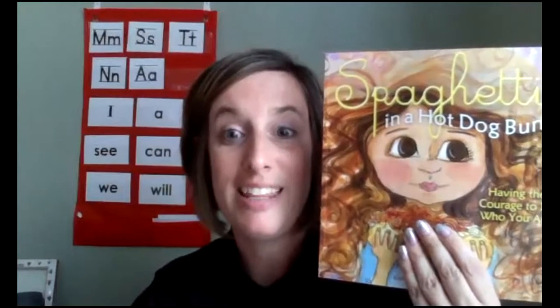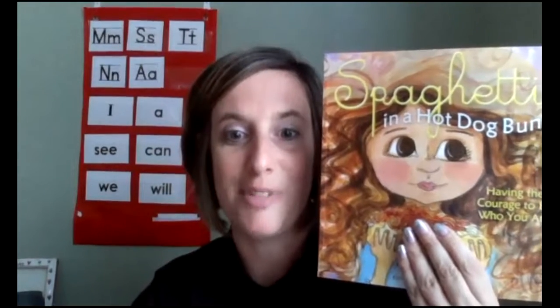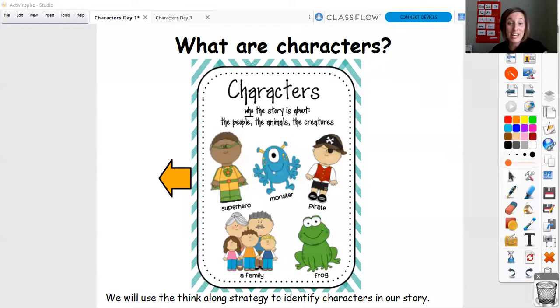The cool thing about characters is they all tell who it's all about, but a character can be many things. Let Mrs. Opdyke show you. A character can be a superhero, just like Spider-Man. It could be a monster or a creature, like Olaf. It could be a pirate. It could be people in our family. And it can be animals. So characters are the people, the animals, or the creatures the story's all about.